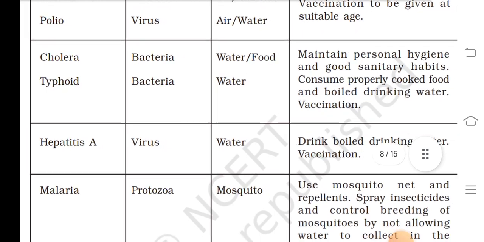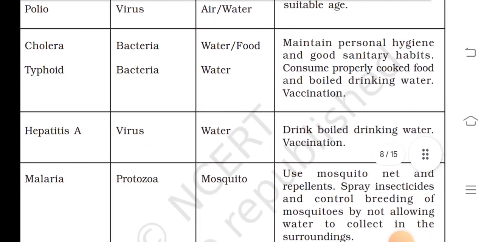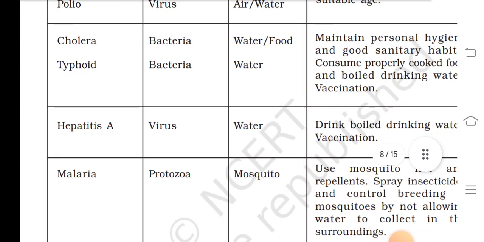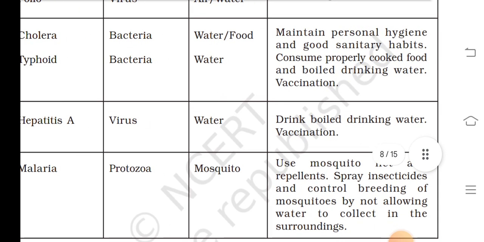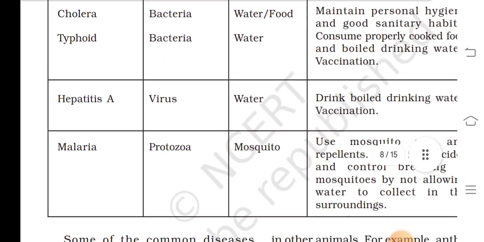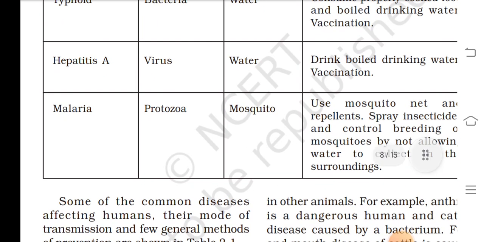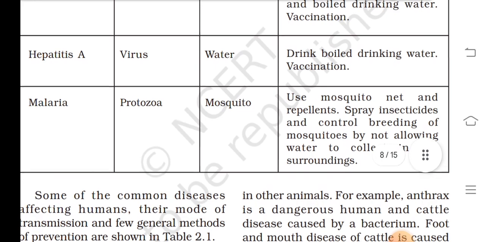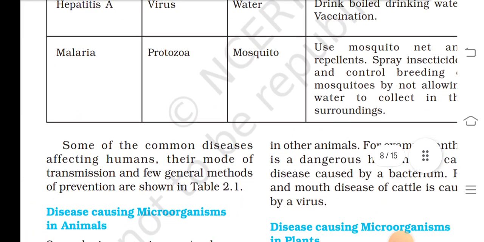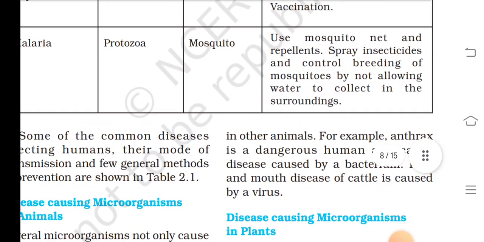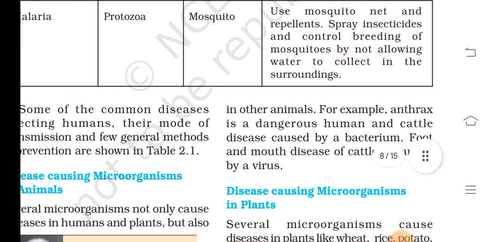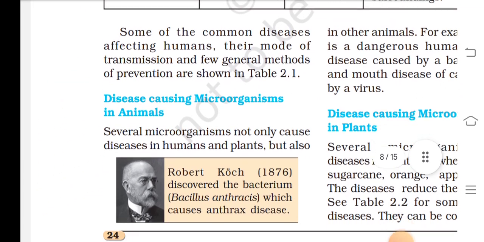Cholera: bacteria, spread through water and food. Maintain personal hygiene and good sanitary habits. Typhoid: bacteria, spread through water. Consume properly cooked food and boiled drinking water. Vaccination. Hepatitis A: virus, spread through water. Drink boiled drinking water. Vaccinations. Malaria: protozoa. Use mosquito nets and repellent spray, and control breeding of mosquitoes by not allowing water to collect in the surroundings.